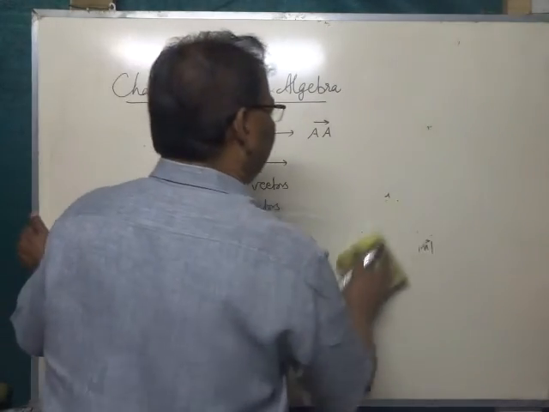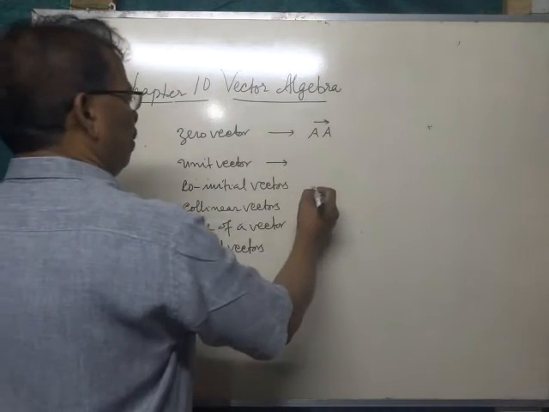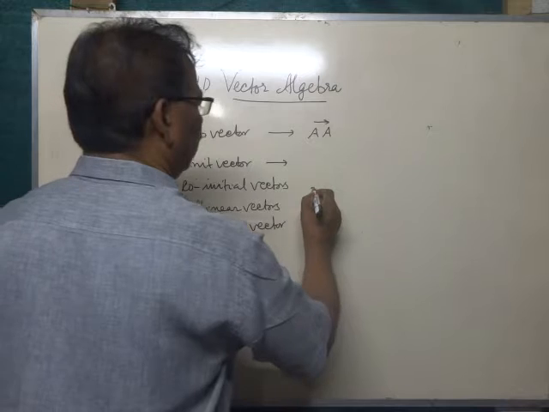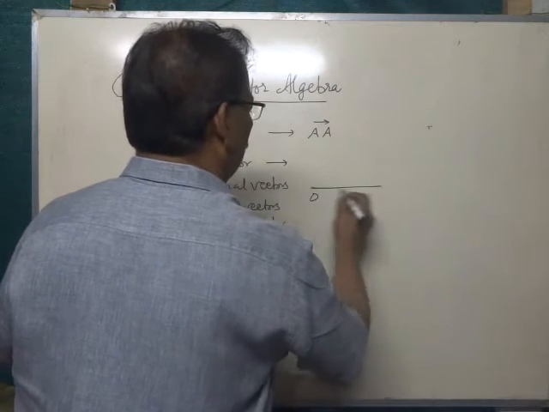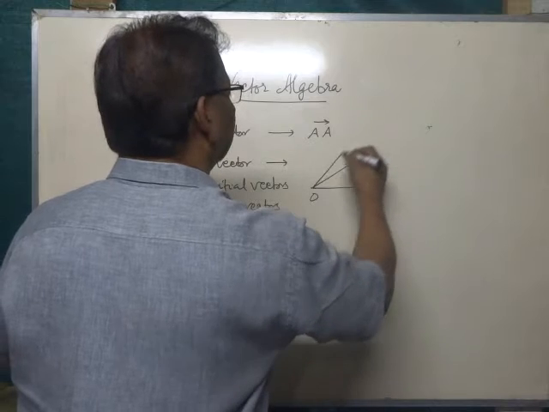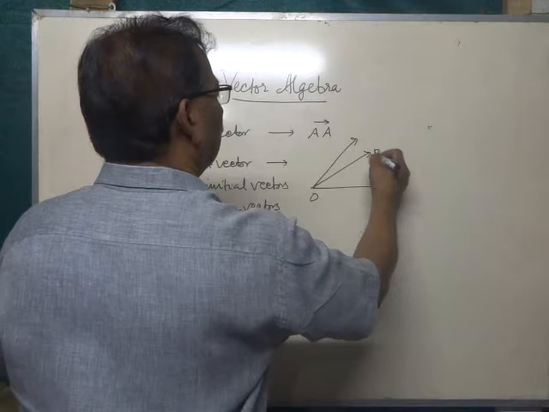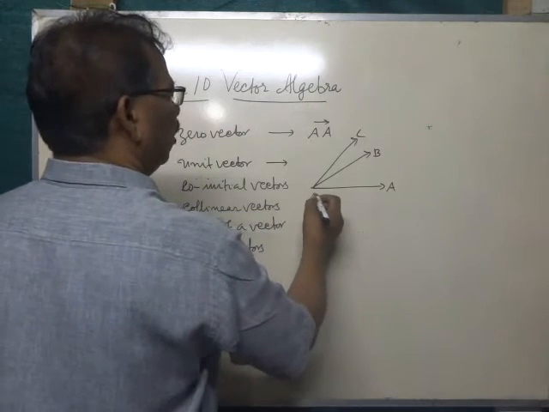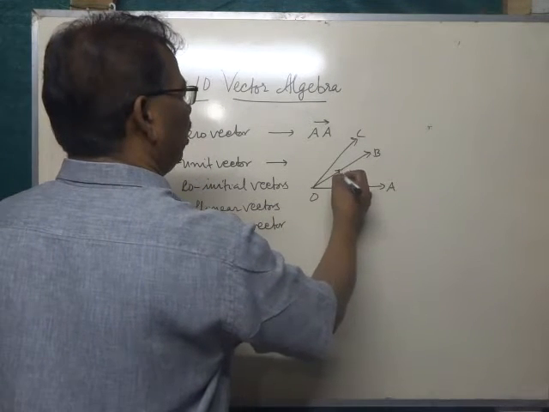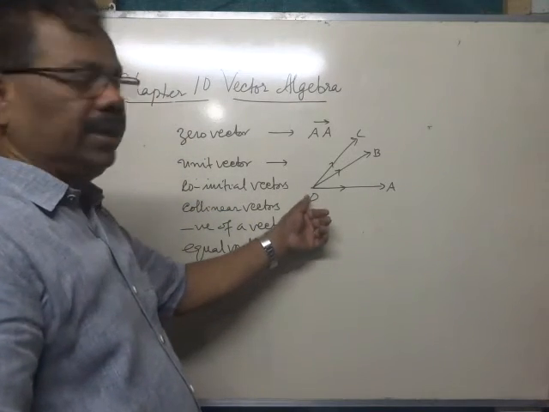Now co-initial vectors. See, from the origin O, we can draw a number of vectors. Vector OA, vector OB, vector OC, they are all co-initial vectors.